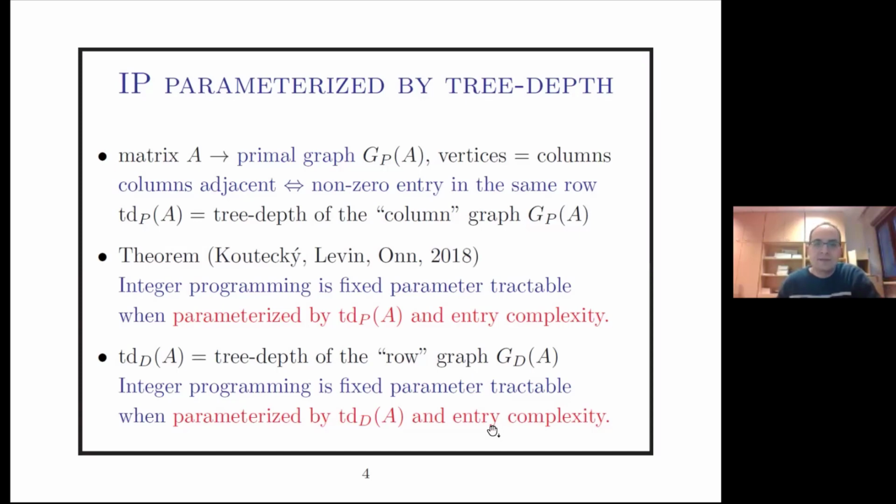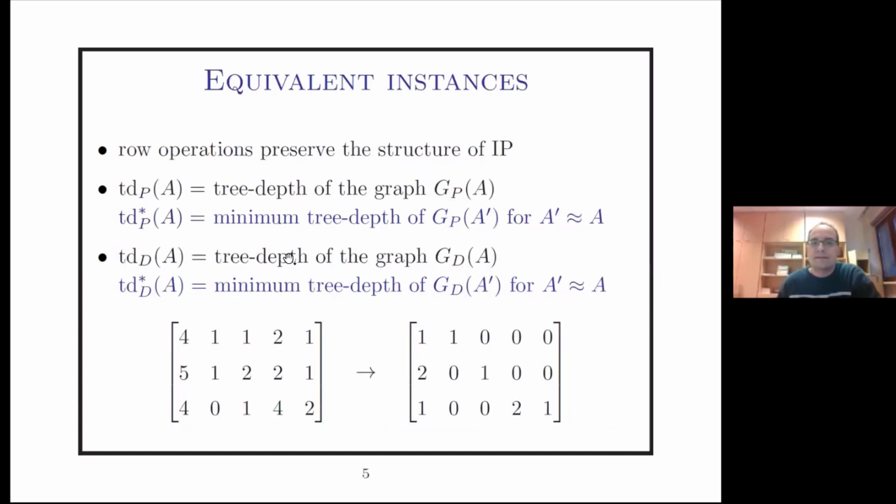But there's an obvious limit of these results. When we are given an instance, we can check that its primal or dual tree depth is small, but it may still happen that the instance is equivalent to an instance with a small primal or dual tree depth, and we just might not be aware of it. So for example, here I put a matrix that is row equivalent, and therefore the integer program given by this constraint matrix should have the same complexity as this matrix, and this matrix has a very low dual tree depth, namely 3, because the graph, and actually let me try to draw the graph.